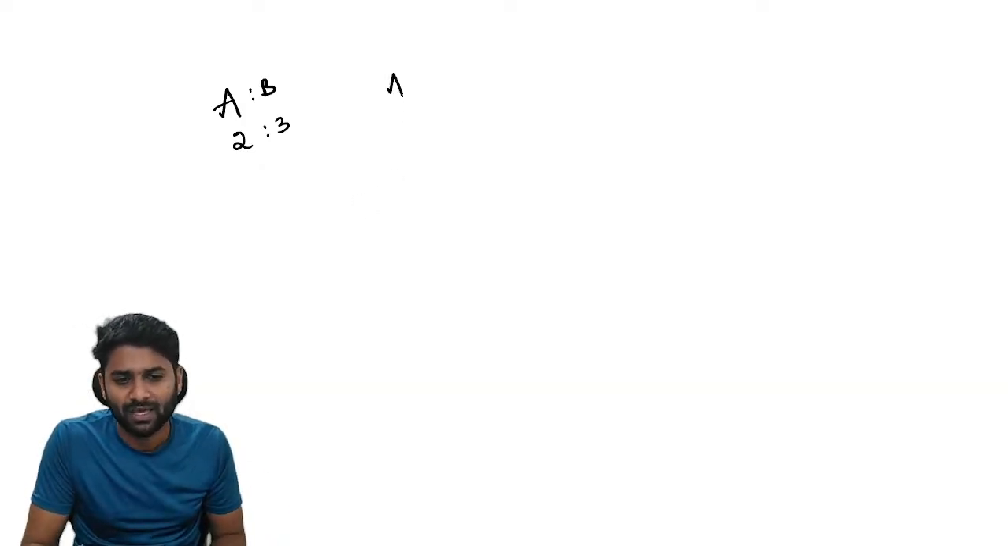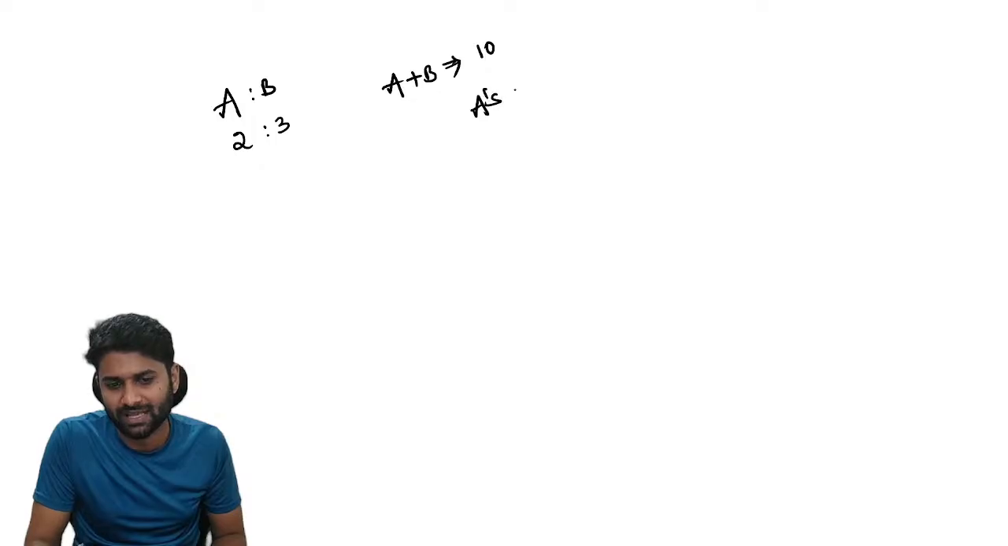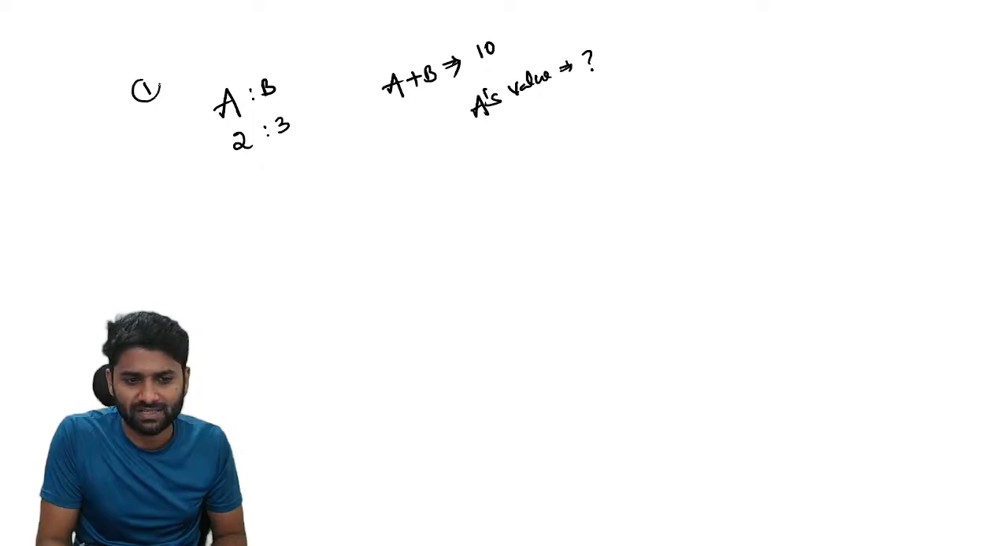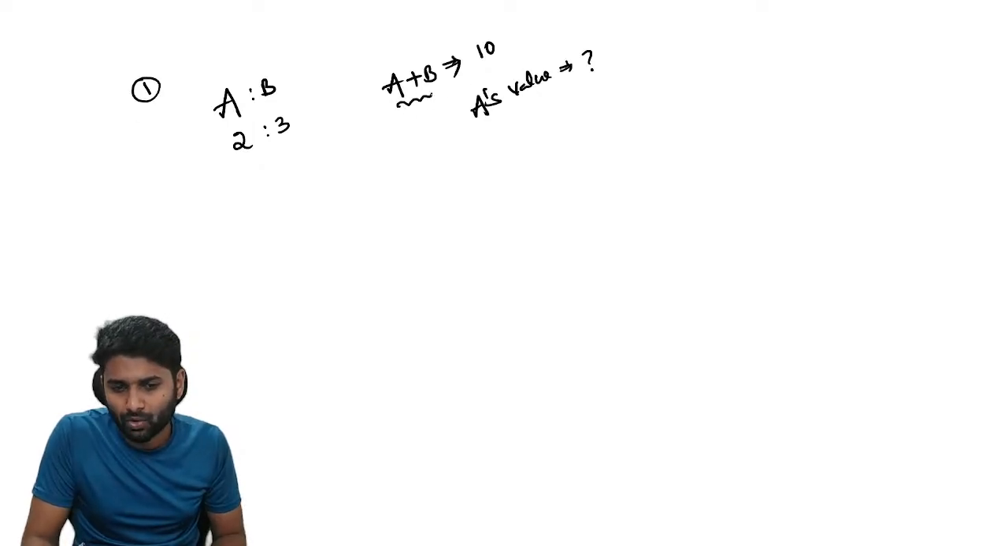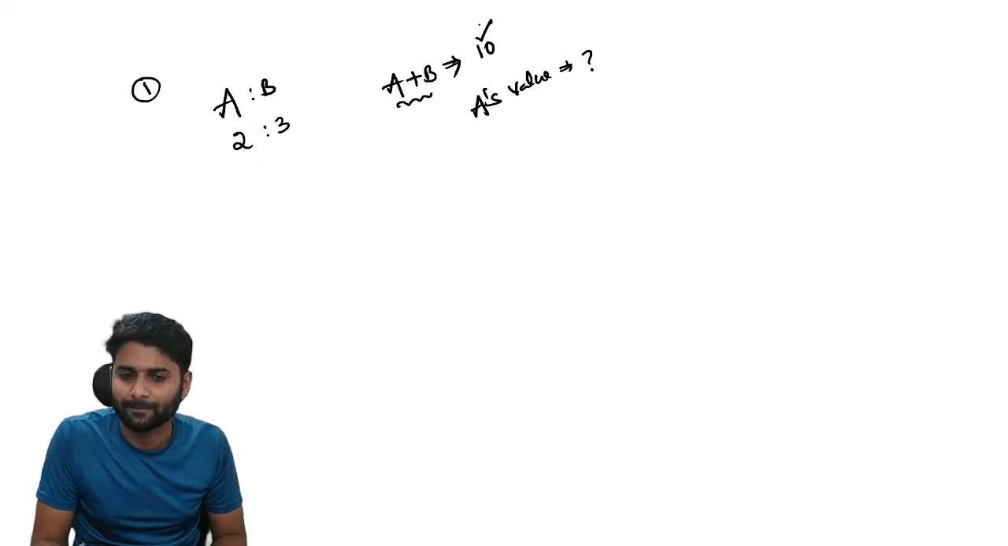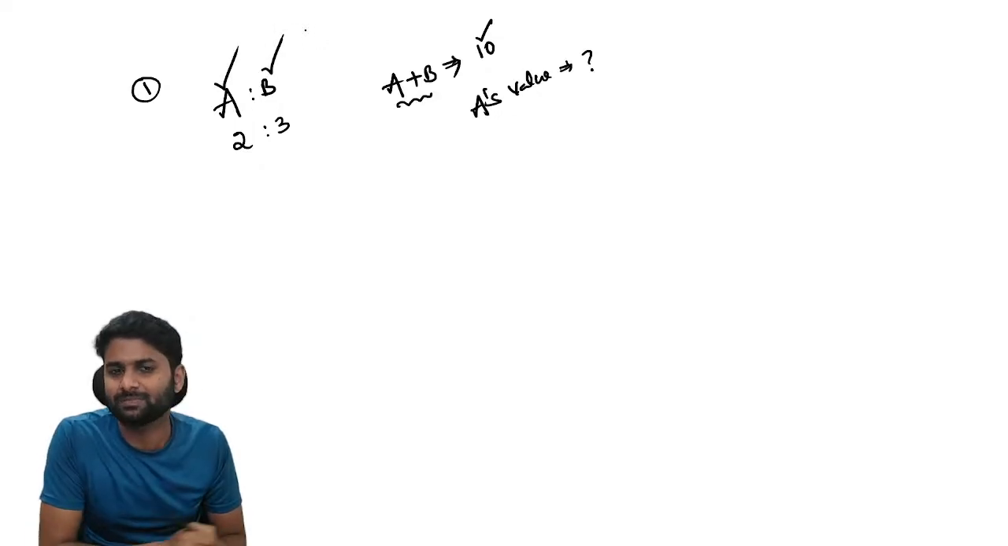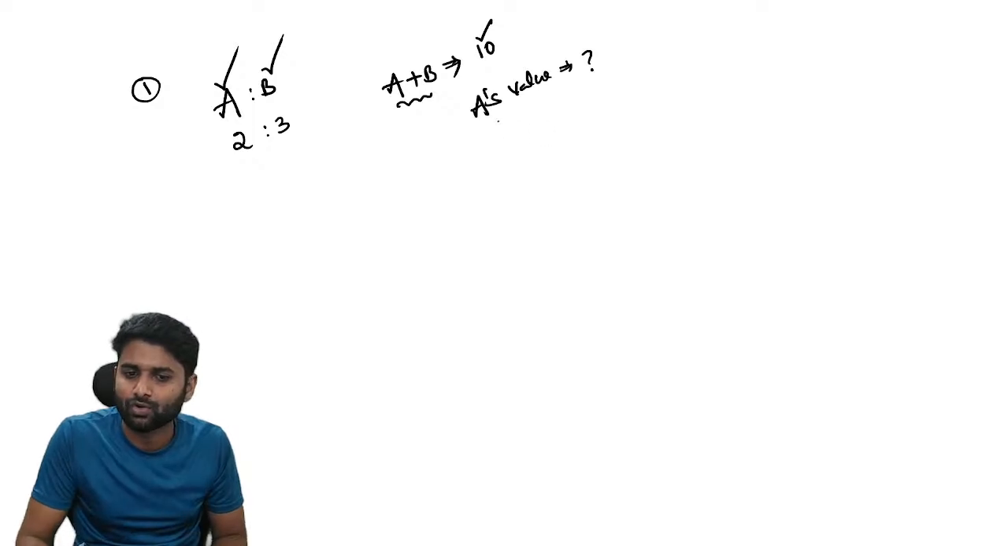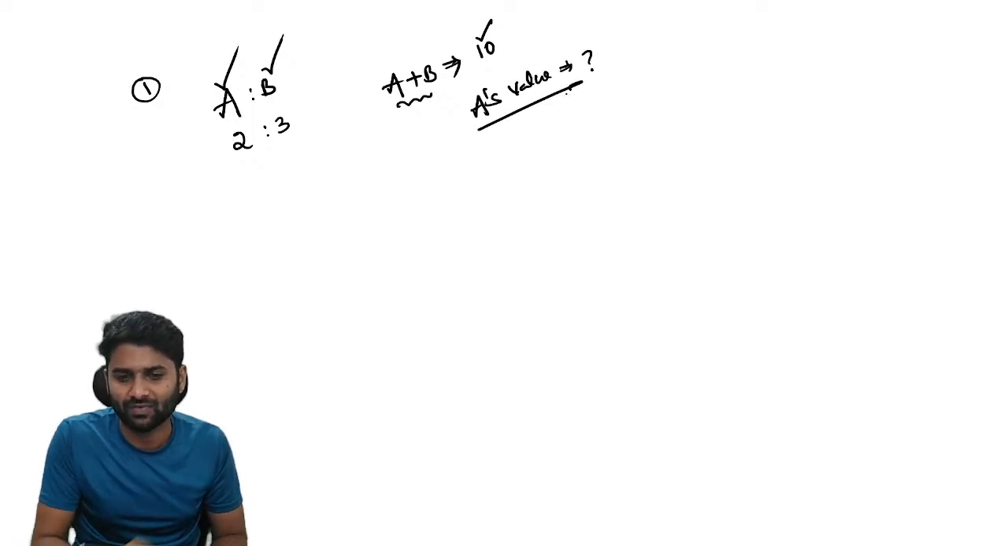Now my question: if the sum of two numbers is 10, what is A's value? This is the basic question, try to understand it. If you add both the numbers, the sum becomes 10. Before adding, A must be 2 quantities and B must be 3 quantities. Now you have to identify what A's value is.